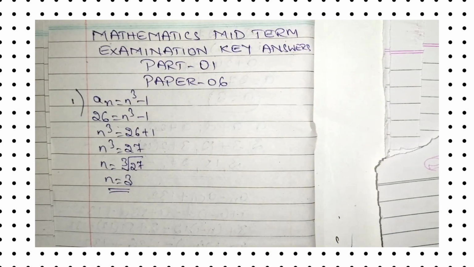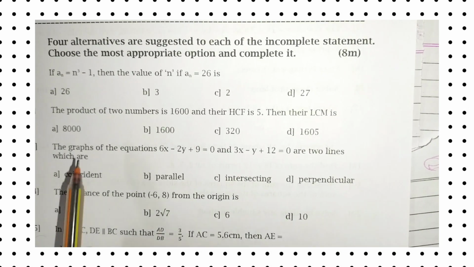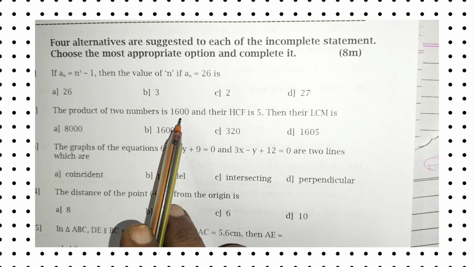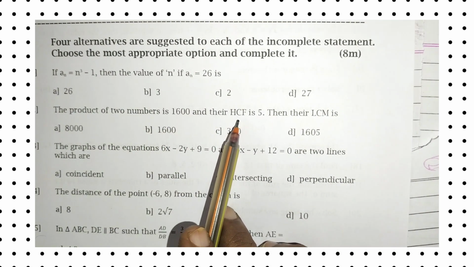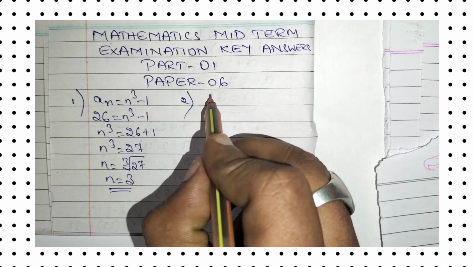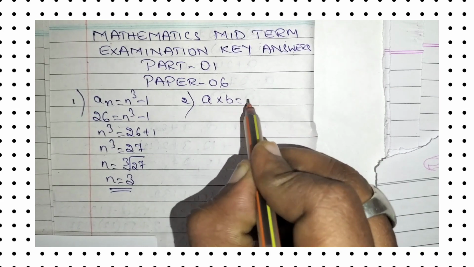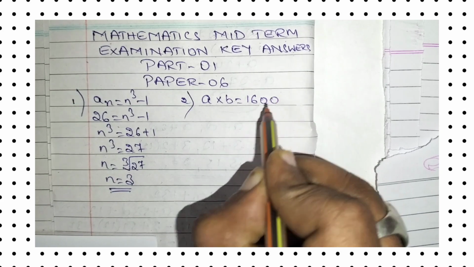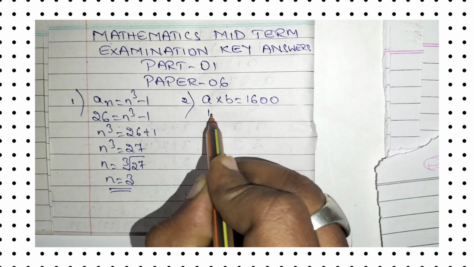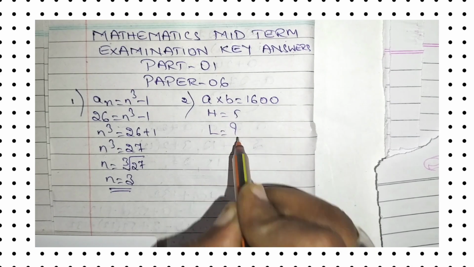Now, let us move to question number 2. The product of two numbers is 1600 and their HCF is 5. Then, we have to find the LCM. So, product of two numbers is 1600. That means if you multiply A and B, you will get 1600. And the HCF is equal to 5. We have to find the LCM.